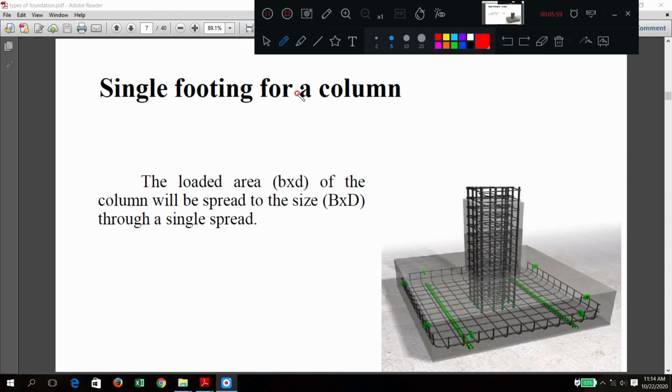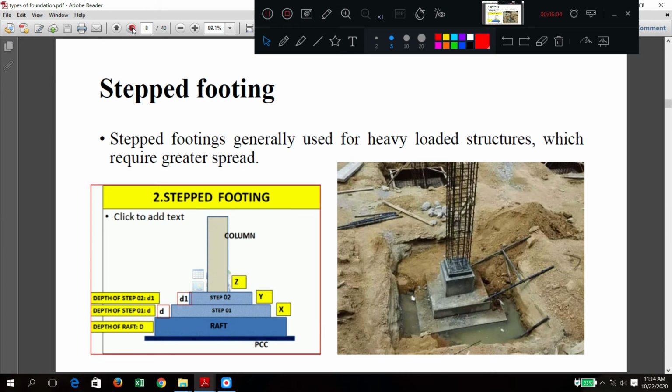Now we will see the next diagram. This is a typical diagram for a stepped footing. Previously there were no steps. Here steps are provided. Can you see this diagram? Here the full base is there, then one step, another step, a third step, and at the top the column is coming. So for a concentrated or larger load, the load is transferred like this using steps.